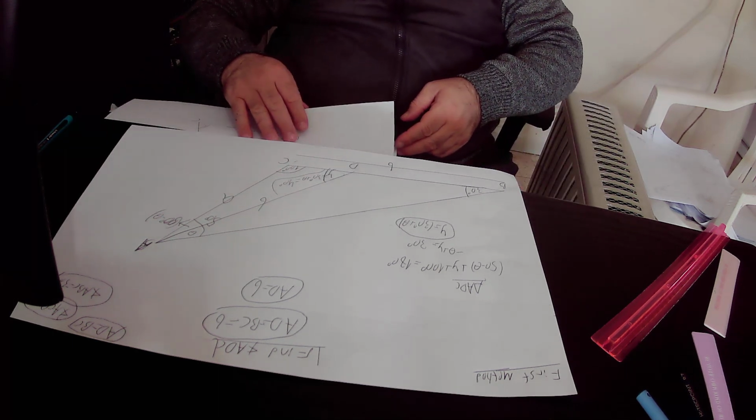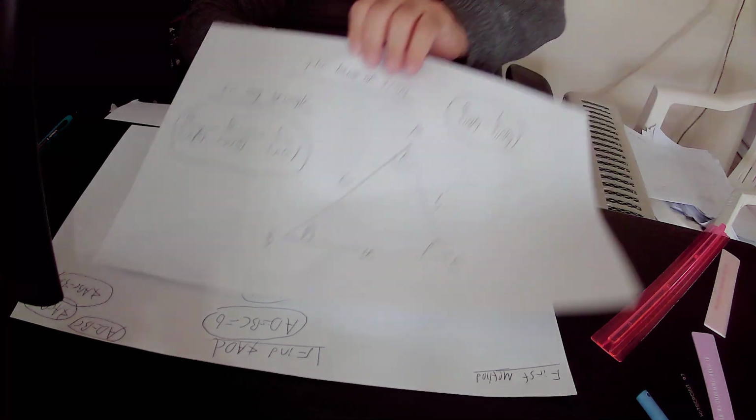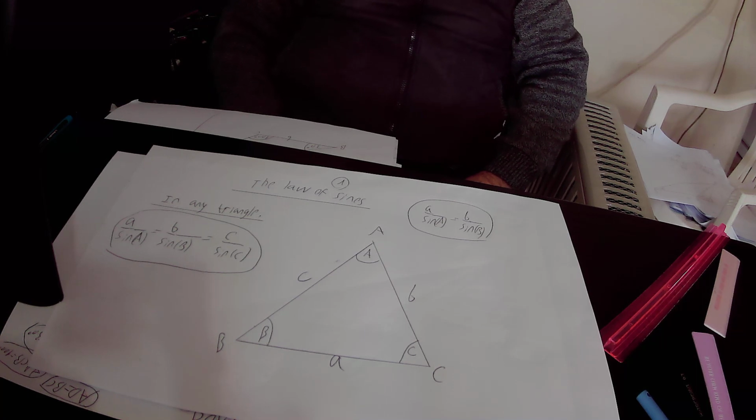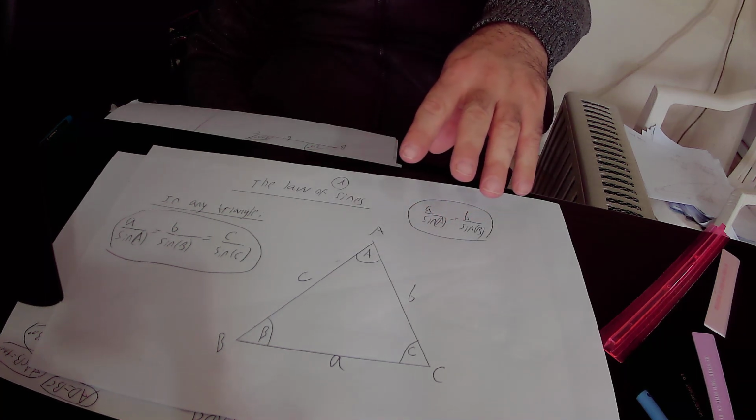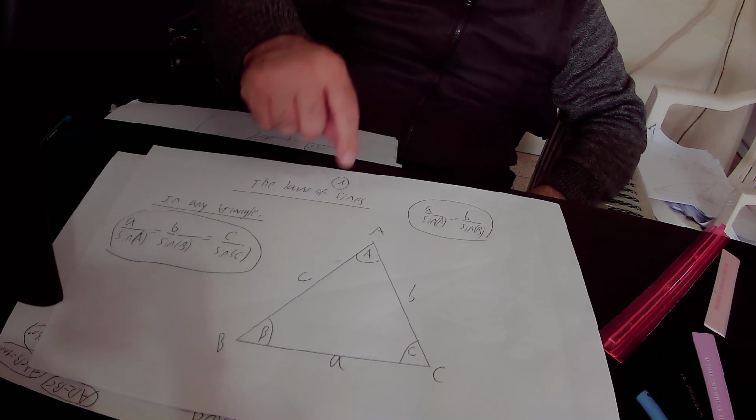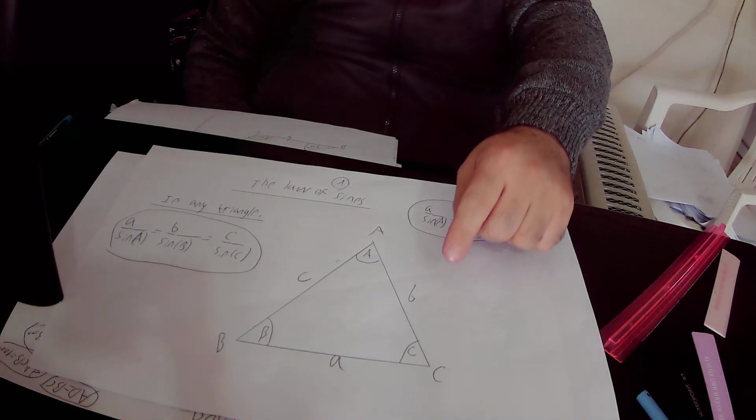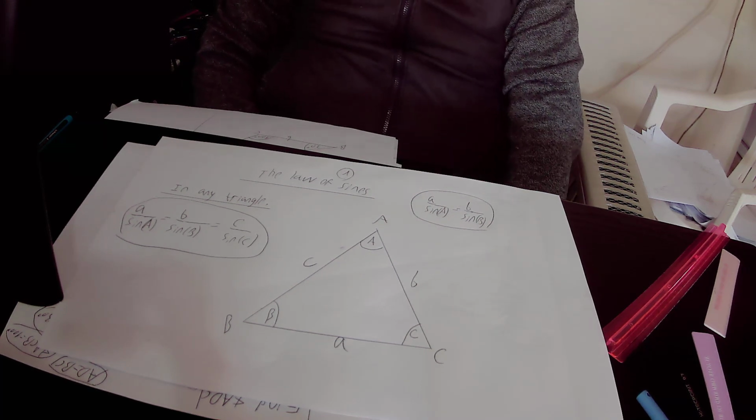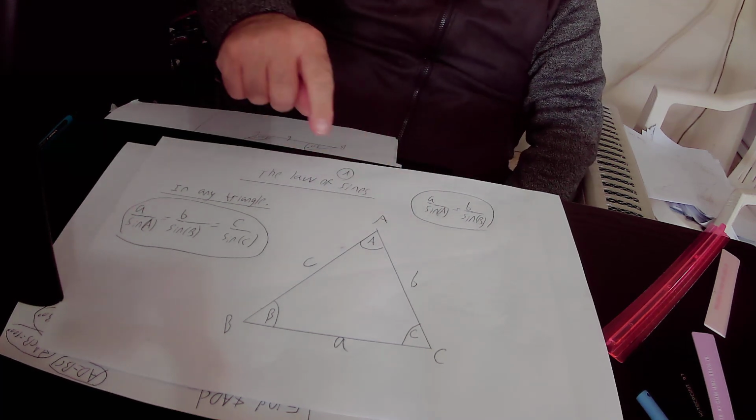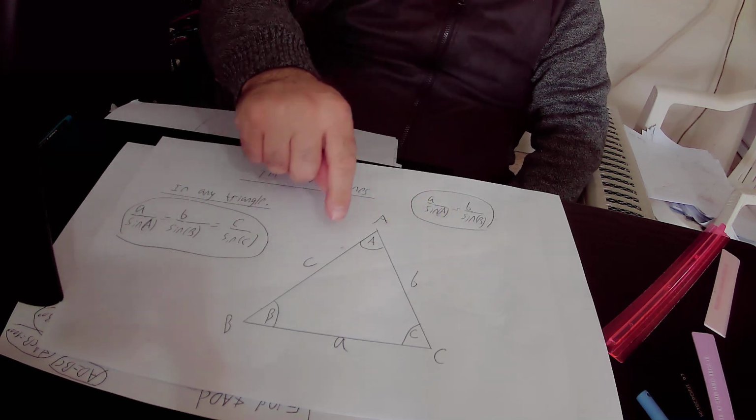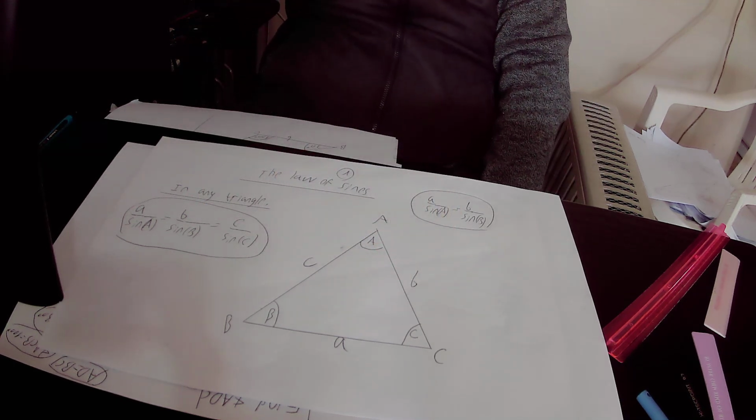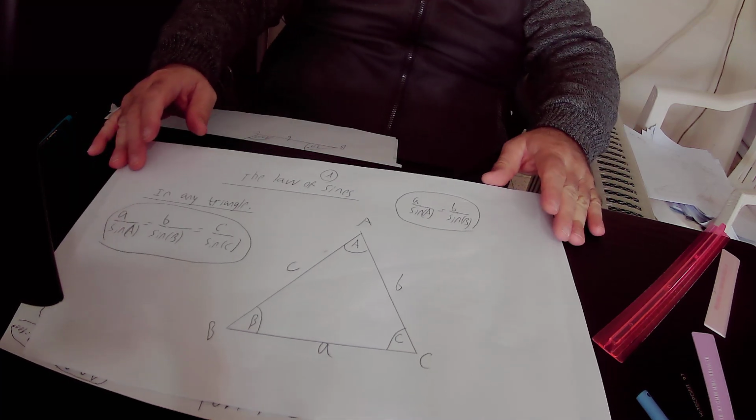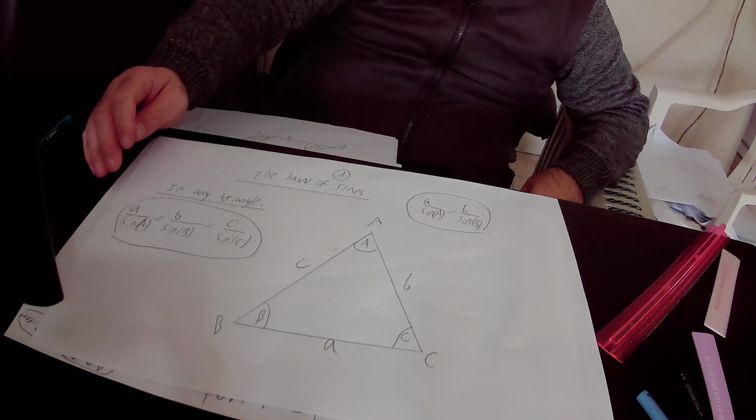Then I presented to you the law of sines. The law of sines is true in any triangle. So, if we have this triangle ABC, that could be any triangle, we know that side AB equals C units in its length, side AC equals B units, and side BC equals A units. Then, according to the law of sines, A over sine A equals B over sine B equals C over sine C. And it is true in any triangle.